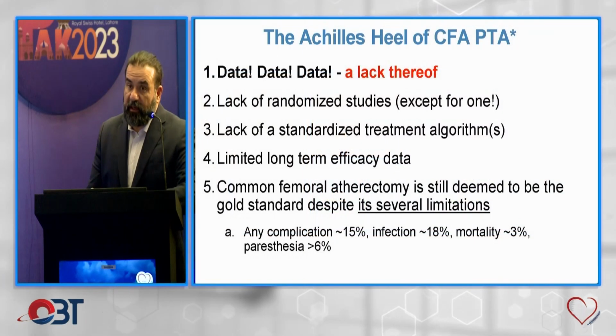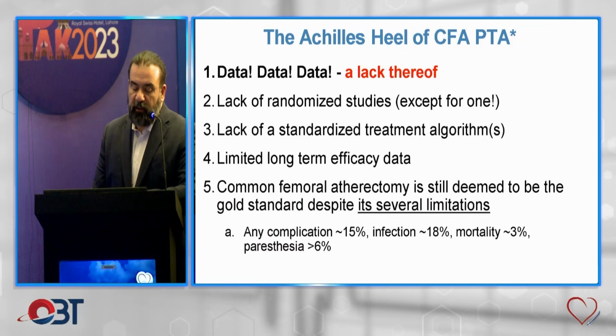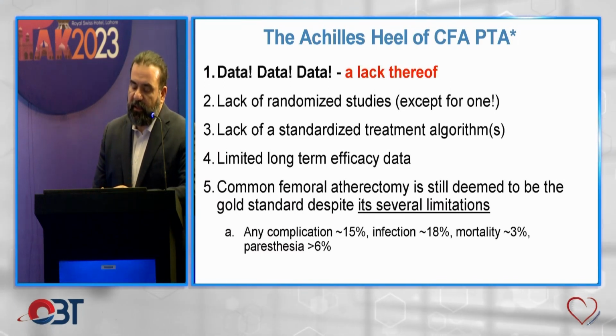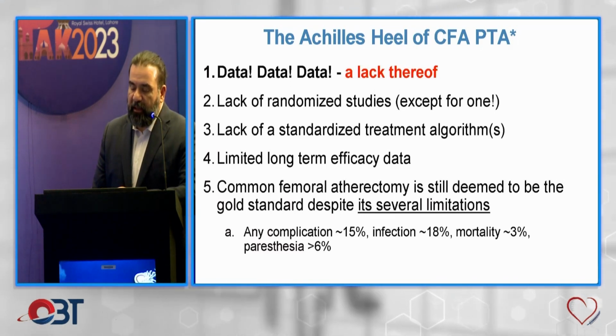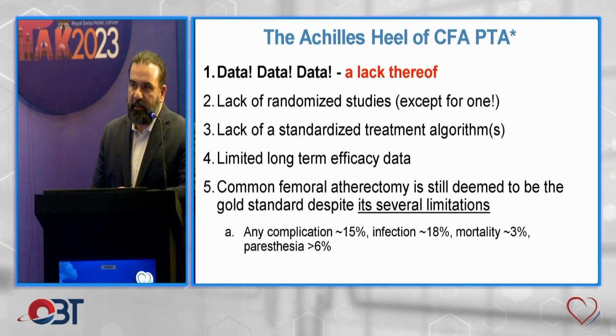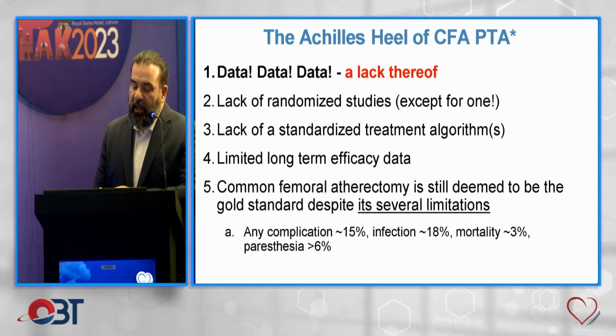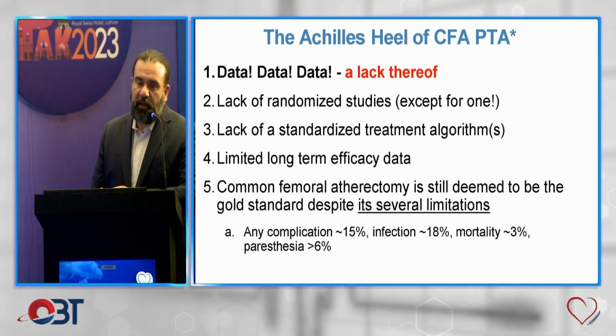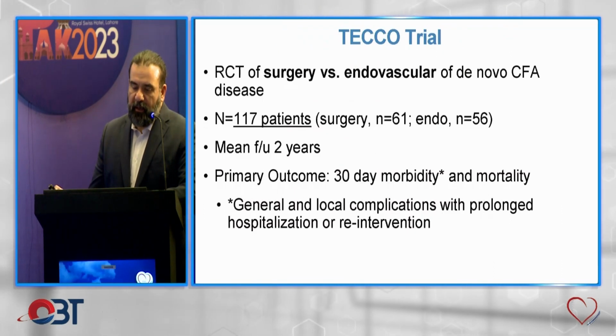And one of the things is this conceived notion that we have that atherectomy or endarterectomy is still the gold standard. And while that's true, we have to recognize that it does not come without its complications. So if you take all complications, this is from a large meta-analysis done actually by surgeons in a surgical journal, any complications is about 15%, infection is up to 18%, and paresthesia is greater than 6%. Paresthesias are often not documented, and there's in fact a mortality of 3% approximately.